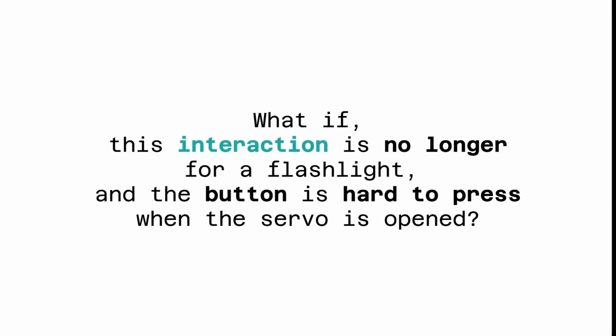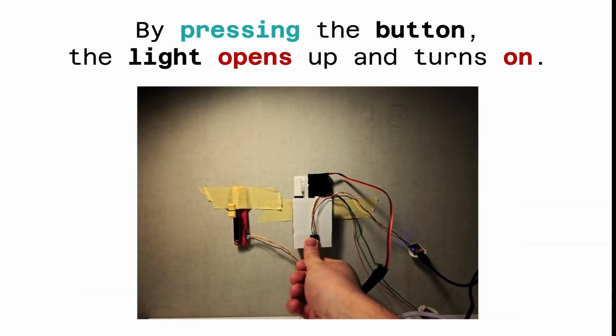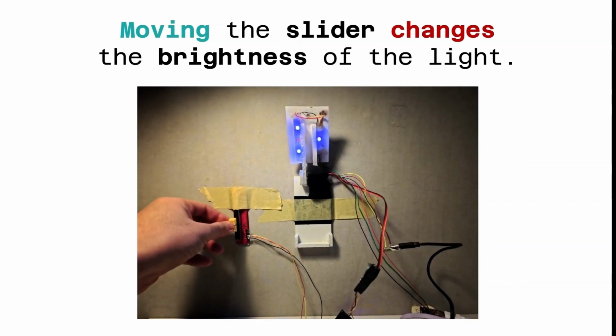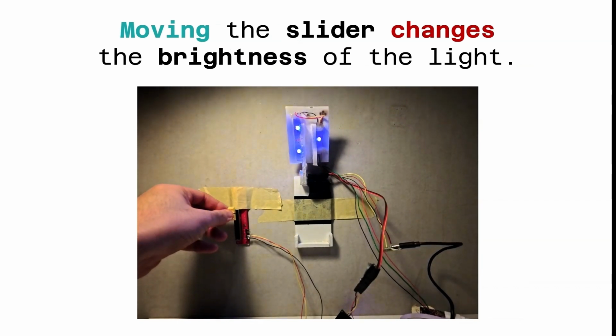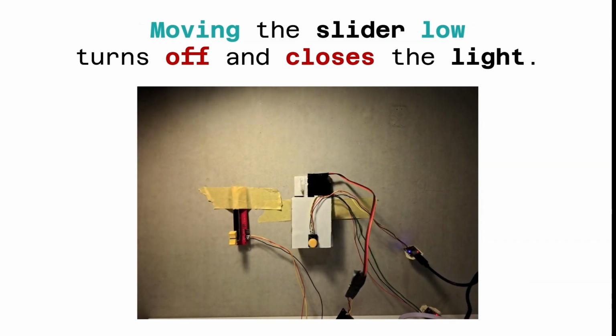What if this interaction is no longer for a flashlight, and the button is hard to press when the servo is open? Maybe this interaction is meant for a folding street light or a tall floor lamp. By pressing the button, the light opens up and turns on. Moving the slider changes the brightness of the light. Moving the slider low enough turns off and closes the light.